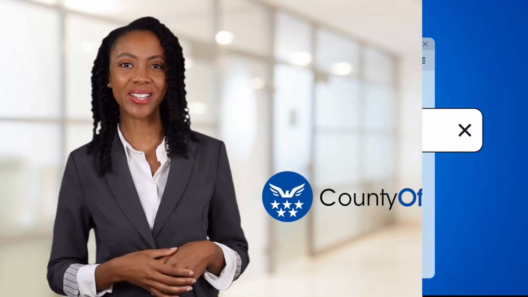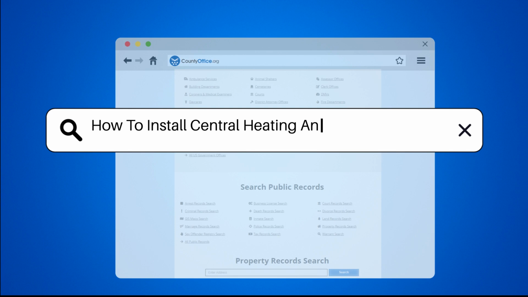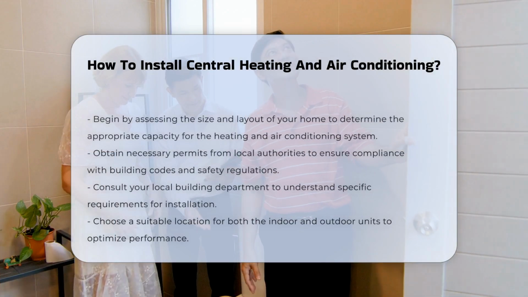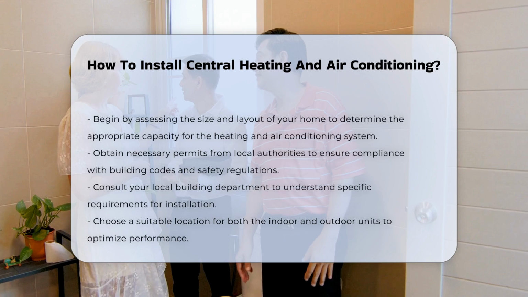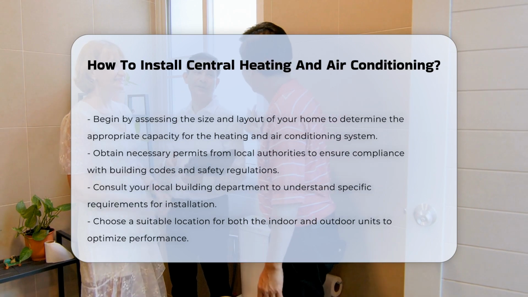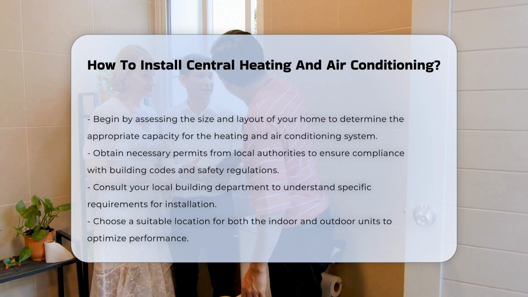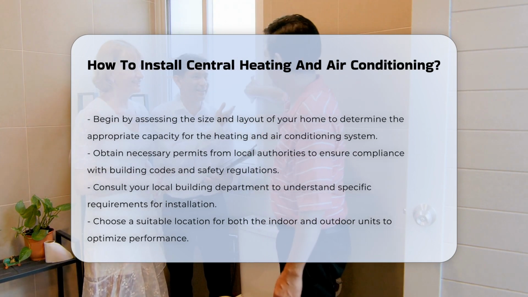Let's get started. How to install central heating and air conditioning. Installing central heating and air conditioning involves several steps that require careful planning and execution. Begin by assessing your home's size and layout to determine the appropriate system capacity.